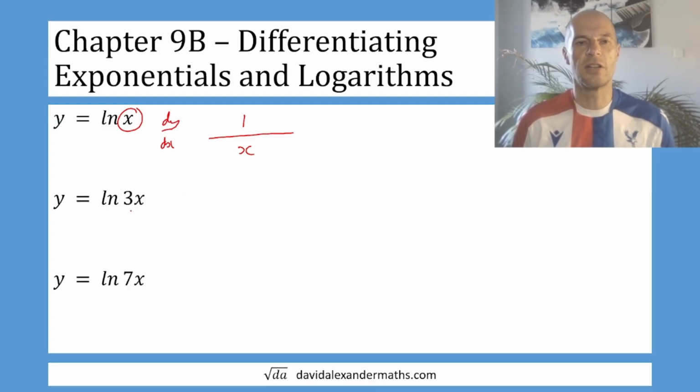So y equals the ln of 3x, so the stuff is the 3x. So dy by dx is the derivative of the stuff, so the derivative of 3x is 3, over the stuff, which is 3x, and again that will just cancel down to 1 over x.